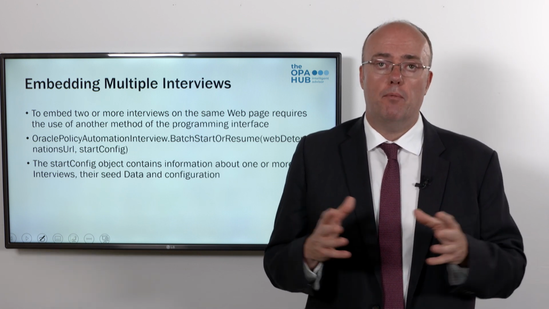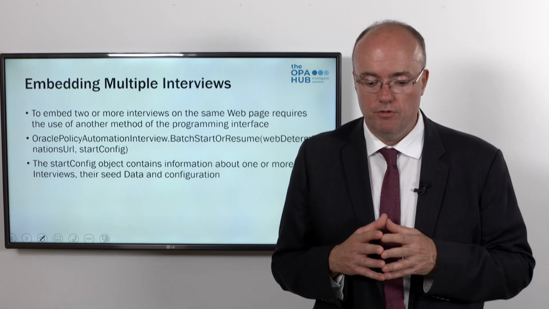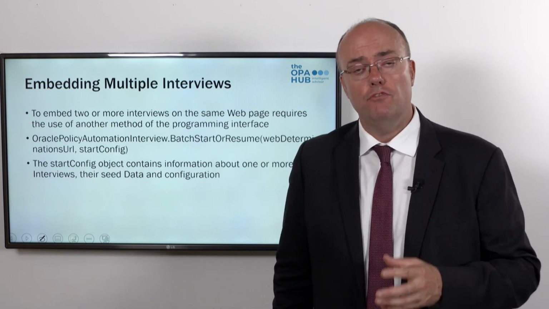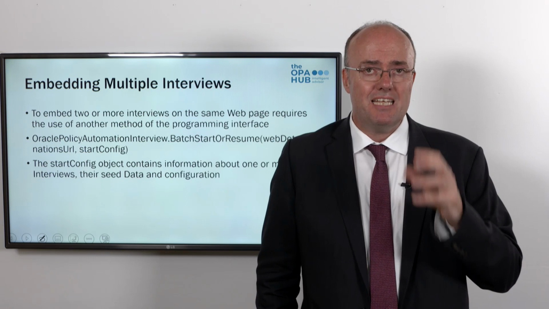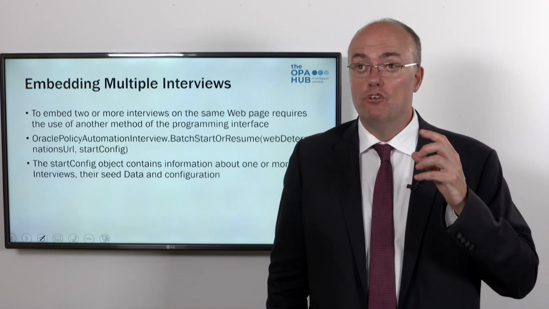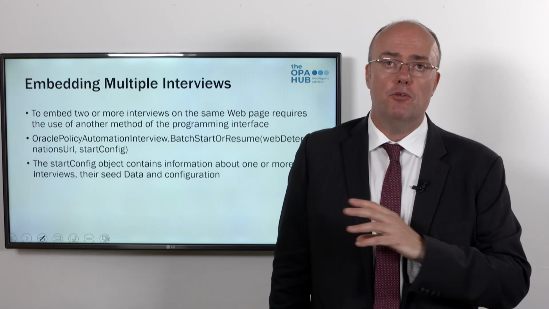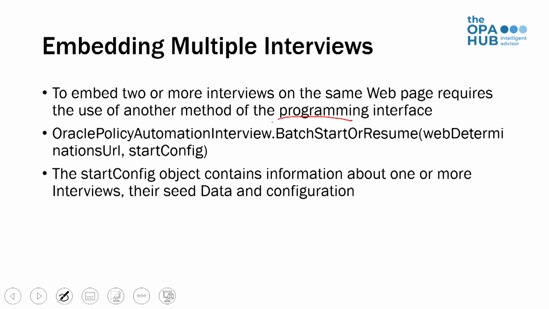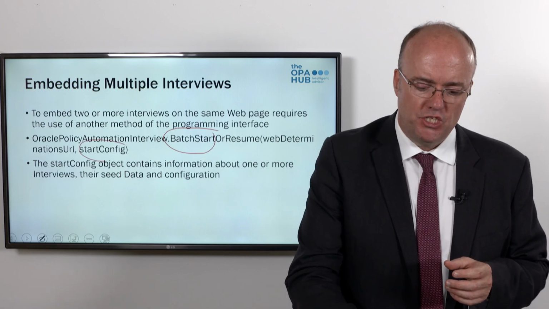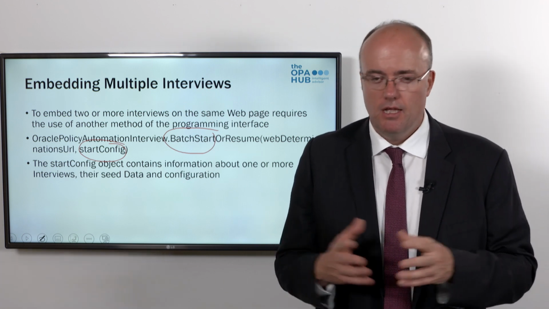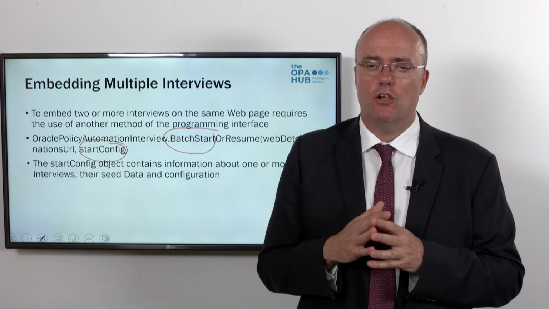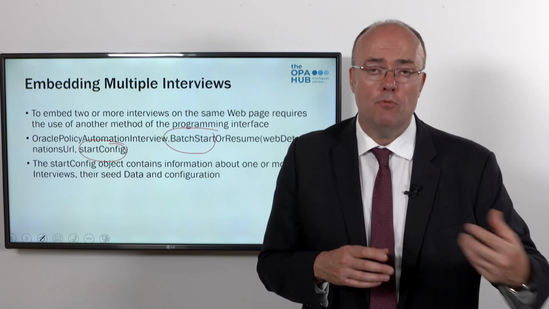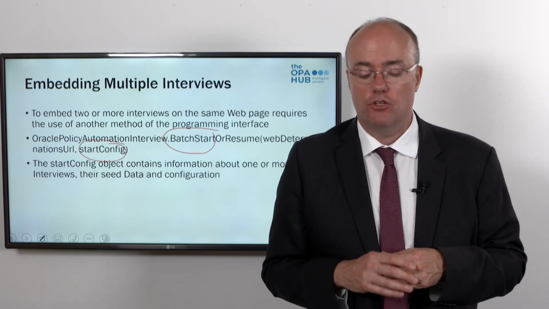Third and final example of starting an interview is sometimes you need to have more than one interview on a page. You want to have two separate interviews on a page, and they want to not interact in any way. They want to be completely independent, but they need to work properly. To do this, we are going to use, and it's no great surprise, the batch start or resume method. Batch start or resume is slightly different because it requires an object called start config, and in there it expects to find all the details of 1, 2, 3, or n projects that you want to have in your n interviews that you want to have in your page.